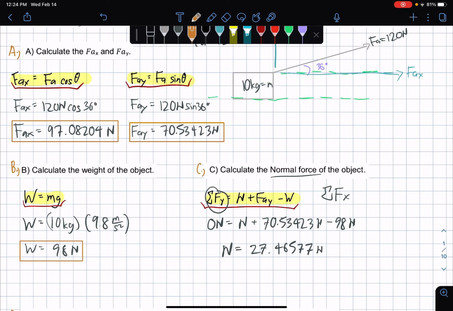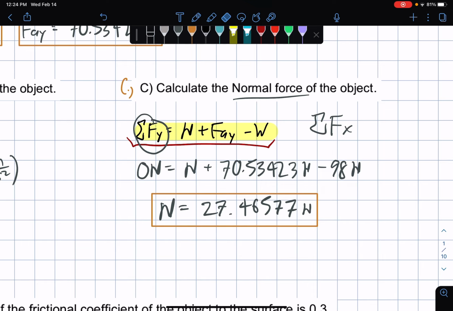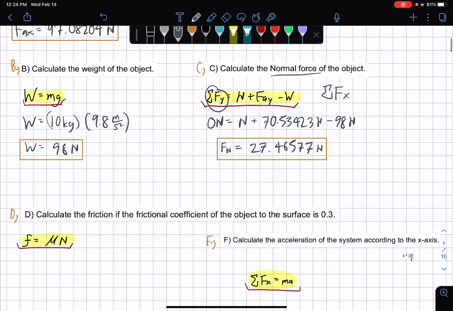Still newtons, because technically it's still a force. Or if it somehow feels confusing, you can just put Fn. Normal force can also be written or abbreviated as Fn.